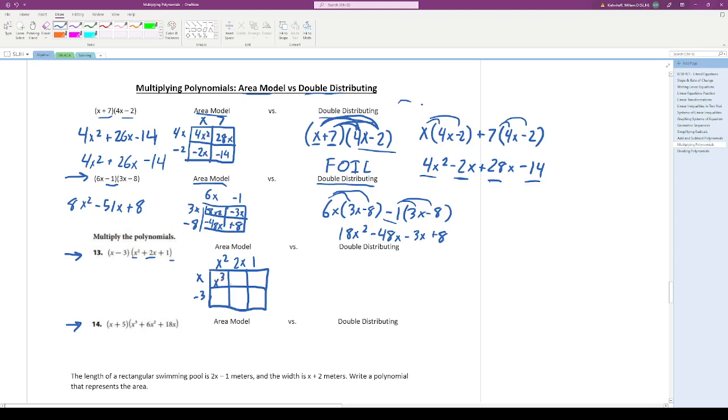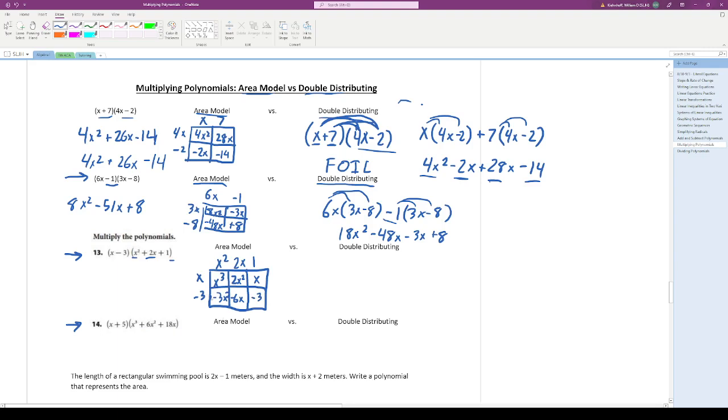So now we have x times x squared gives us x cubed, 2x times x is 2x squared, and 1 times x is just x. Here, negative 3 and x squared gives us negative 3x squared. This is negative 6x and negative 3.